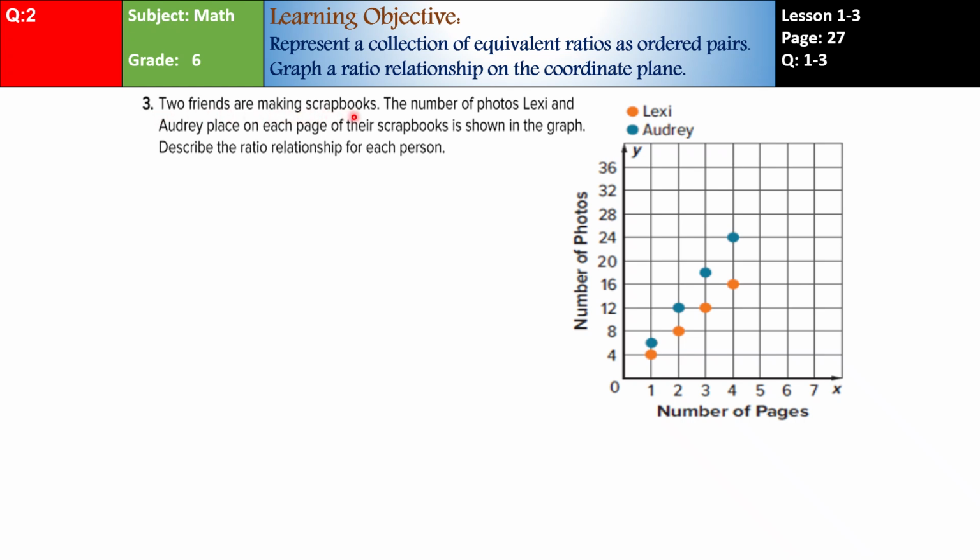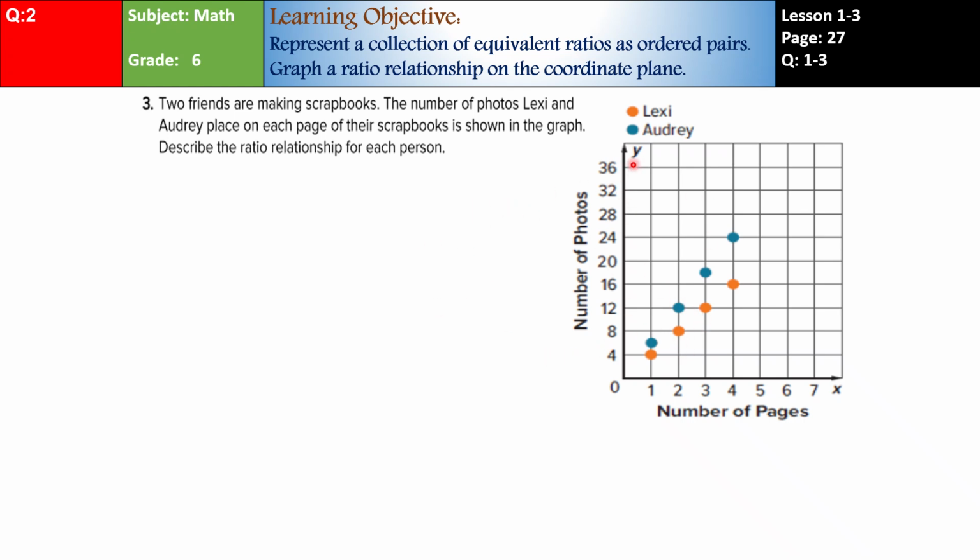Two friends are making scrapbooks. The number of photos Lexi and Andrew place on each page of their scrapbooks is shown in the graph. If you can see, for Lexi it's orange and for Andrew it is blue. Lexi put 4 photos on one page and the blue dot is between 4 and 8. That means it is 6. So Andrew put 6 photos per page.